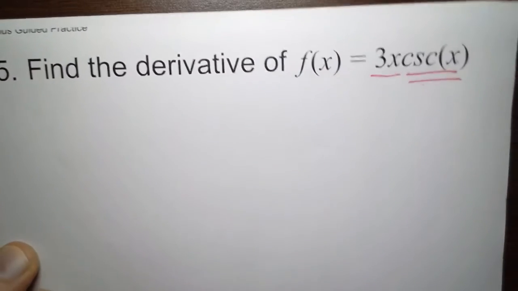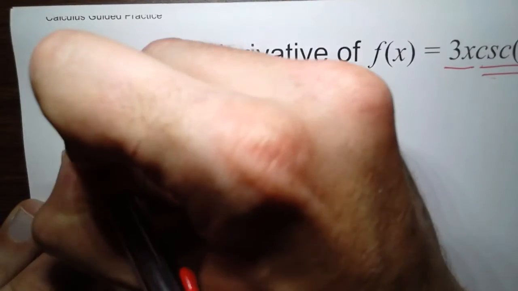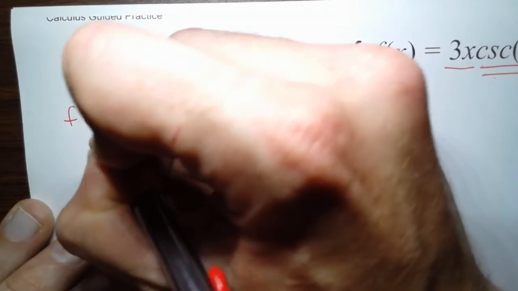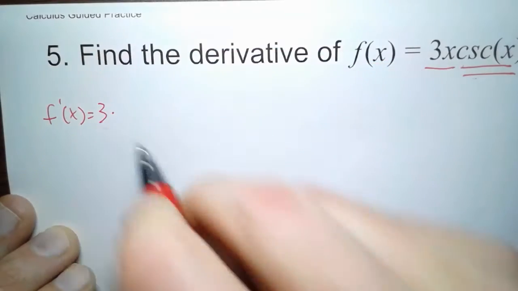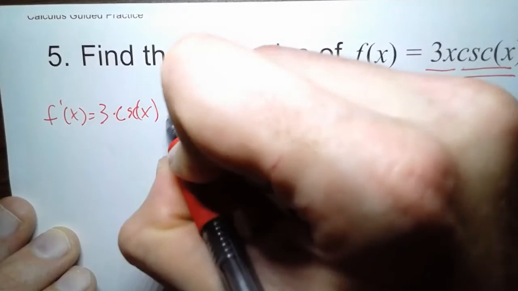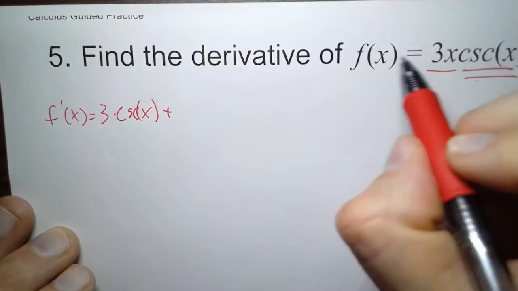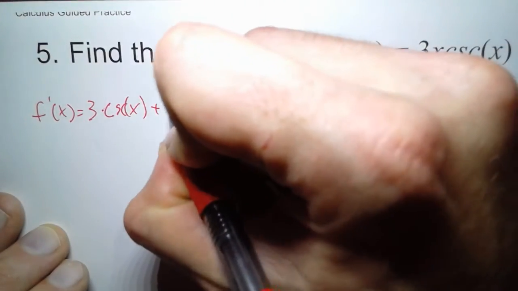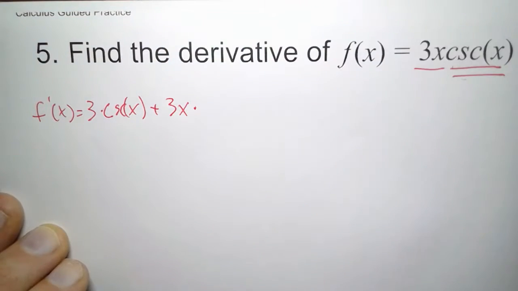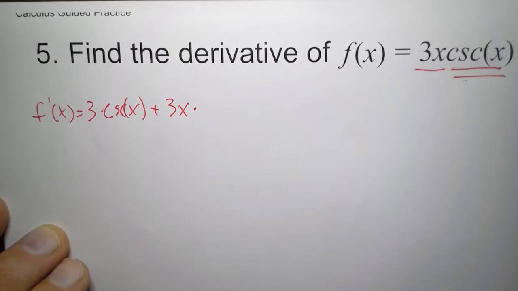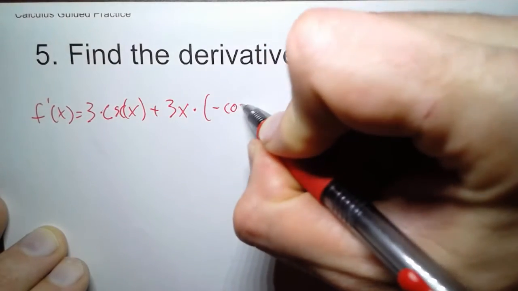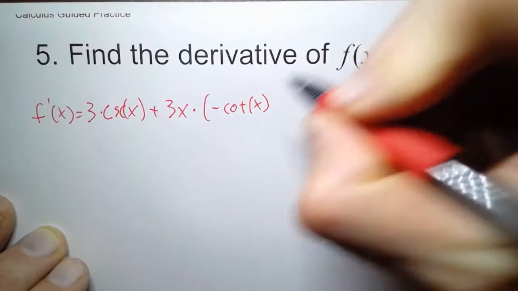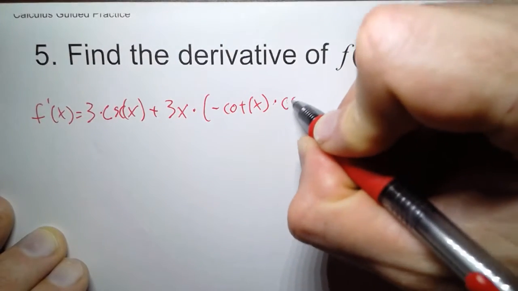So as a product rule, we're going to first take the derivative of 3x, which is 3, times, and we're going to leave cosecant alone, plus, then we're going to leave 3x alone, times, and then the derivative of cosecant, which we found in number 3, that's negative cotangent of x times cosecant of x.